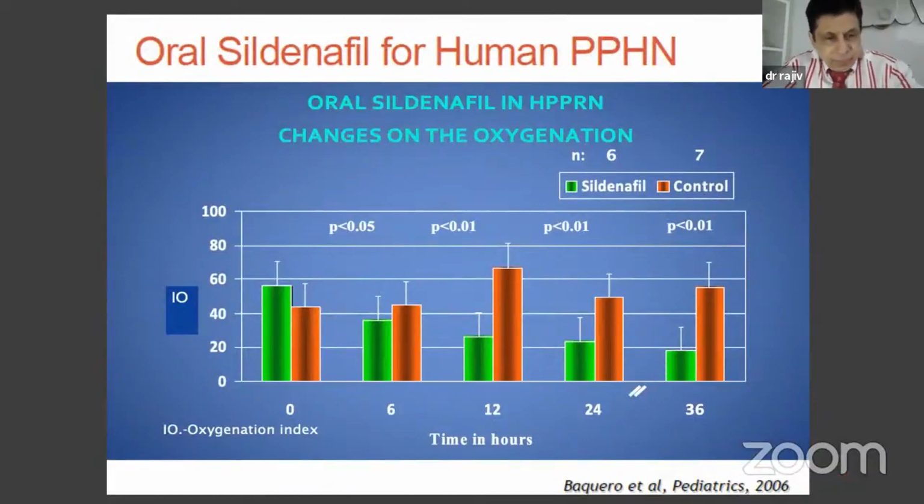Next slide. After me, almost in 2004, 4 years after me, Baccaro and Sola in South America did the first randomized control study with oral sildenafil in PPHN and found dramatic changes in the oxygenation index by at least 20-25% over a period of time.